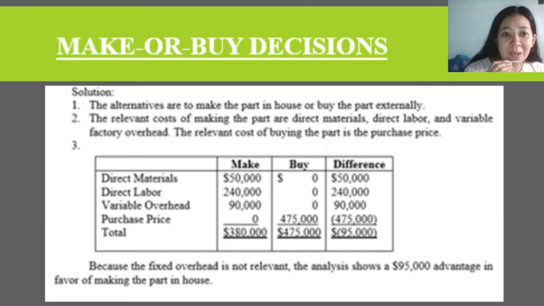Because here the fixed overhead is not relevant, that's why it's not considered in the analysis. If you notice in the solution, 95,000 is a net advantage in favor of making the part in-house. So again, if you are the company, it is best for you to make this part in-house because you can save 95,000. Okay, next.